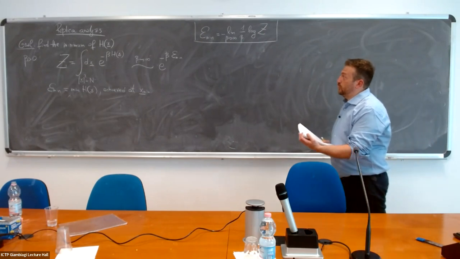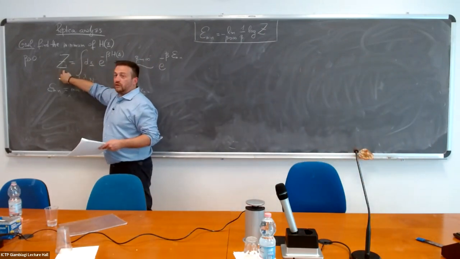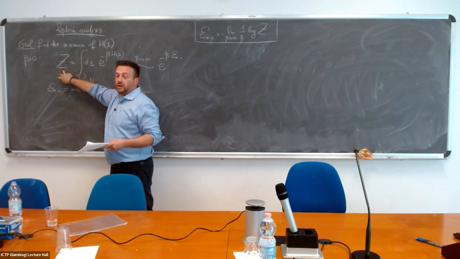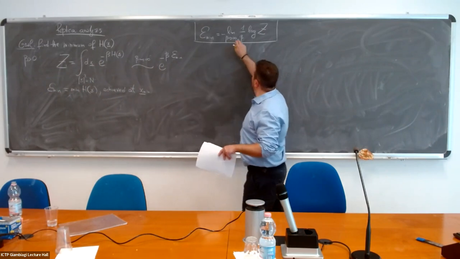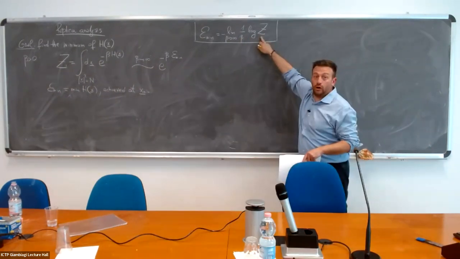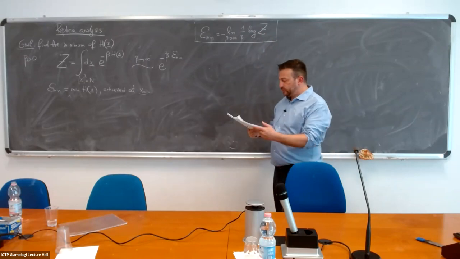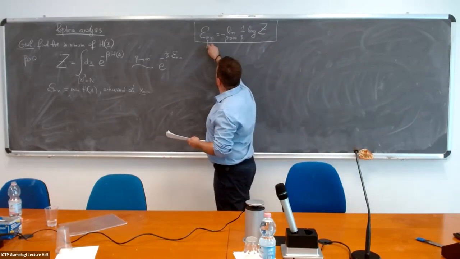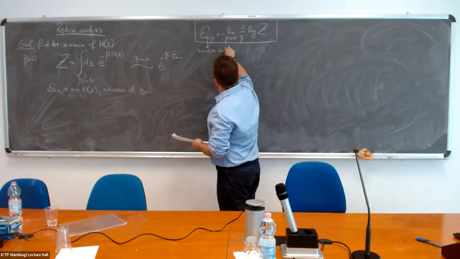And of course, in presence of randomness, this Z is a random function, so we need to compute a suitable statistics of this Z, or in particular of log Z. This is a random object. Okay, so this is a random variable.